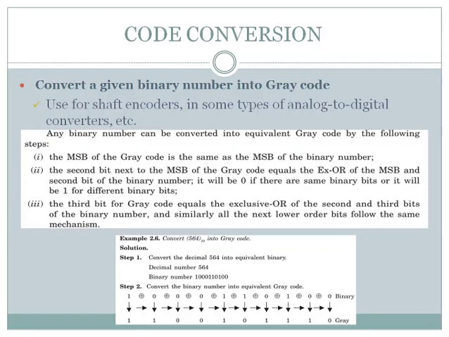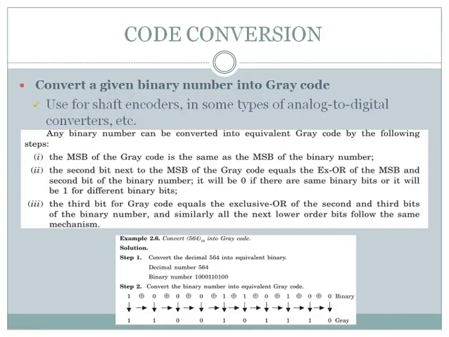So that means it doesn't have any positional weights. So it is obtained in some different way, not by using positions and their weights. Mainly, a very important code, gray code is useful for shaft encoders and some types of A to D converters. So we'll see how a gray code can be obtained.